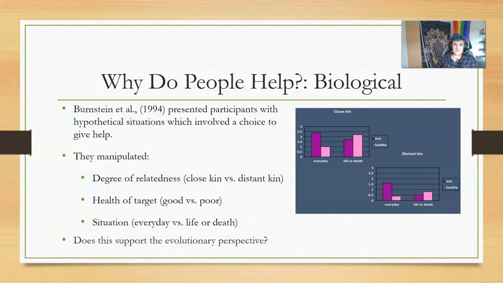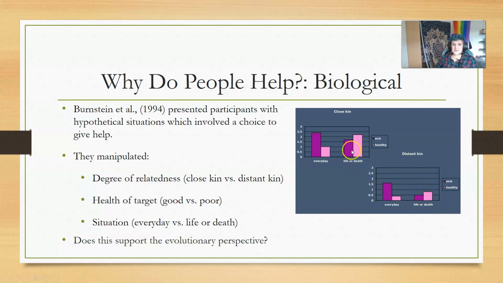Now, this is because the perspective is likely to be, well, the sick person is not as likely to ultimately survive and carry on the lineage, whereas the healthy person is. In everyday life, you're more likely to help the sick person because they need your help. If they're distant kin, you're still more likely to help the sick person than the healthy person, but although you are quite likely to help them, it is much reduced compared to close kin. And if it is a life or death situation? Again, you're less likely to help if they're distant kin, and you're still more likely to help if they are healthy.